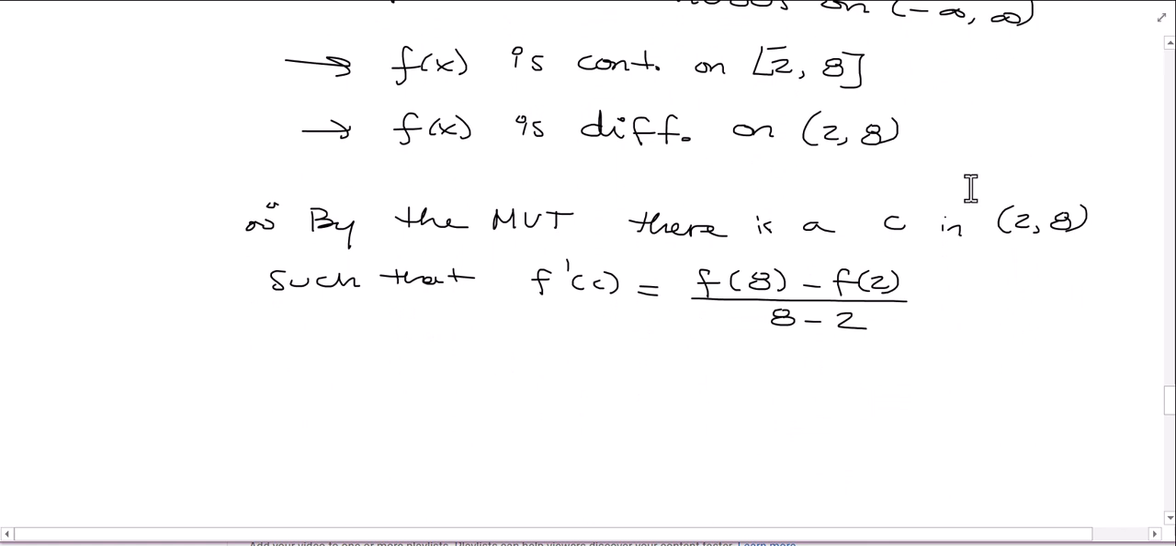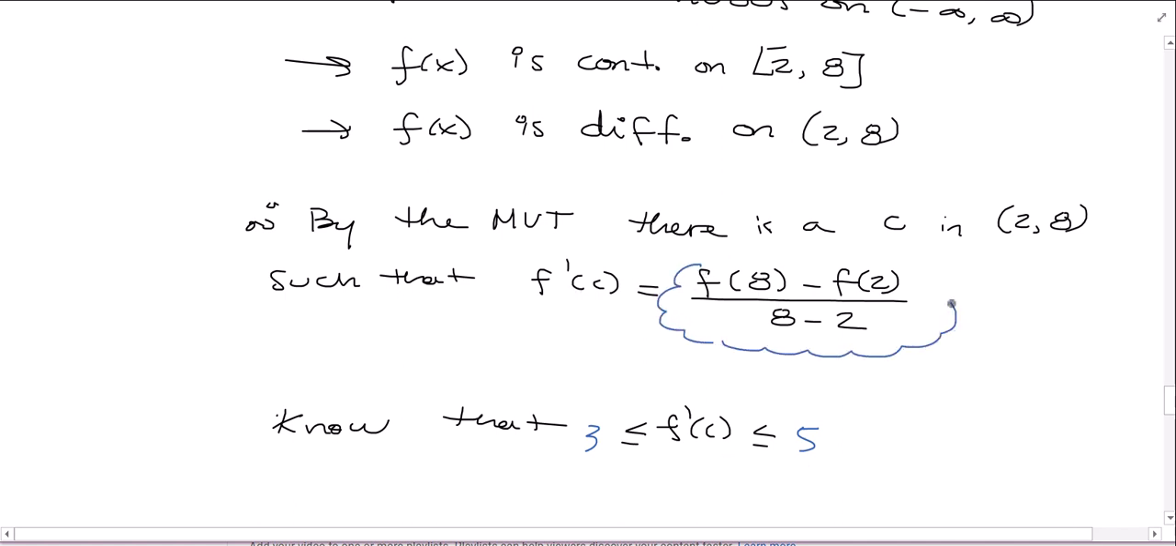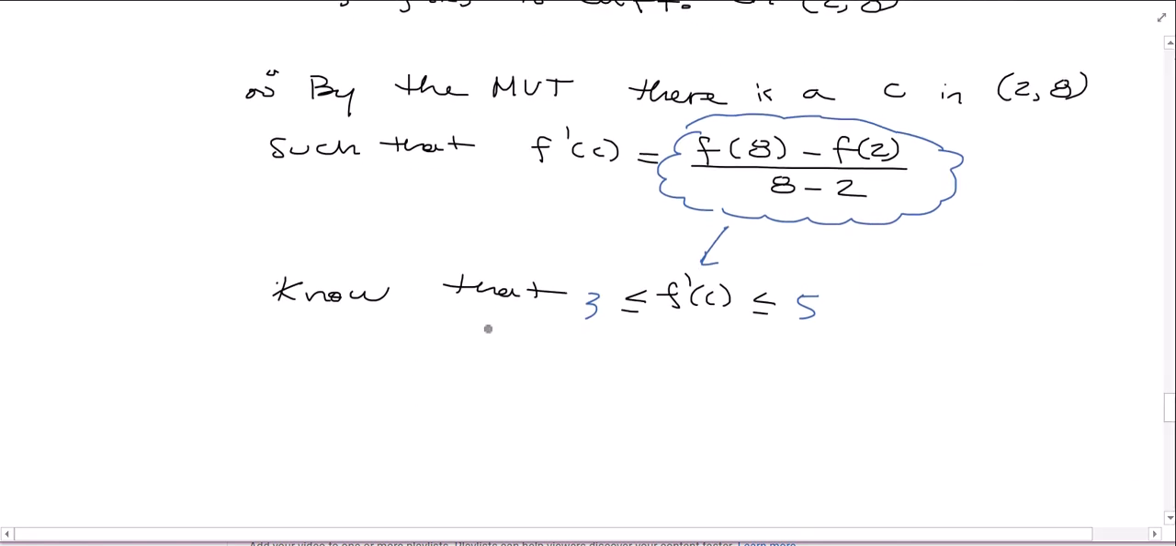So what do we know? We know from the assumption that f prime of c is always between what two values? It's always between 3 and 5, right? But we just found a value for f prime of c, right? f prime of c is equal to this. So let's substitute that in. And so I'm going to have 3 is less than or equal to f prime of c, which is f of 8 minus f of 2 over 6, and that's less than 5. Ta-da! Can you see it? Do you see it? Are you excited?